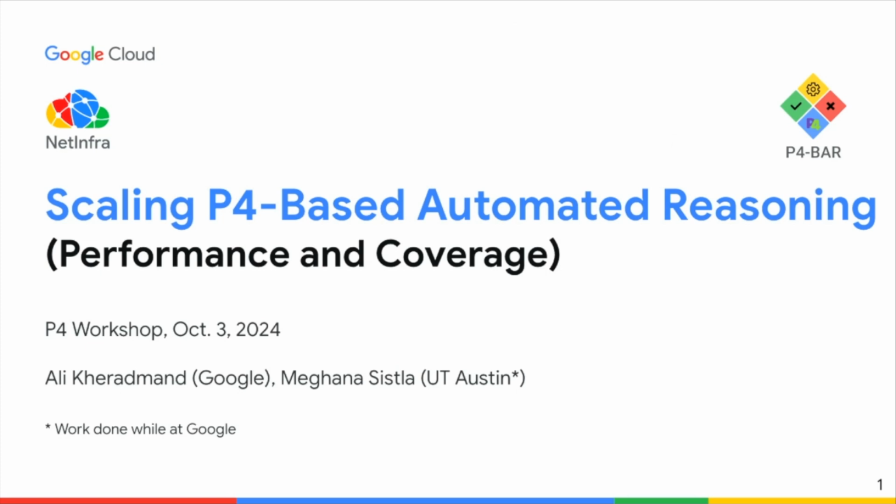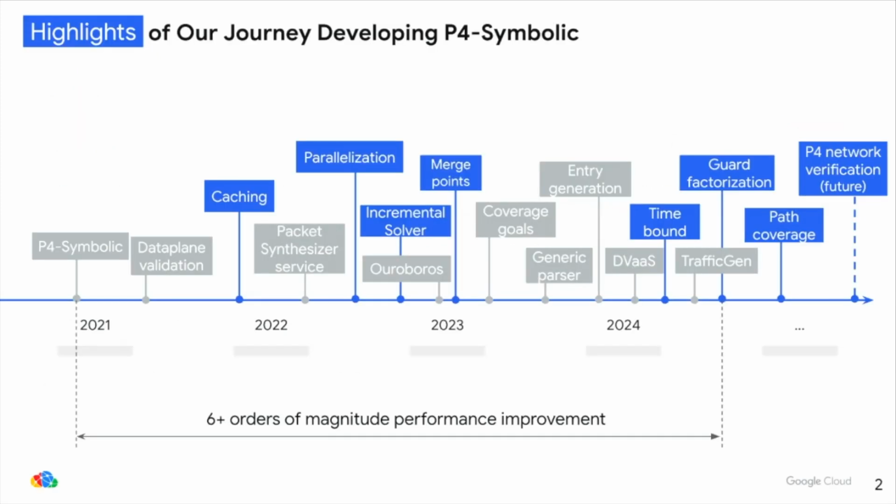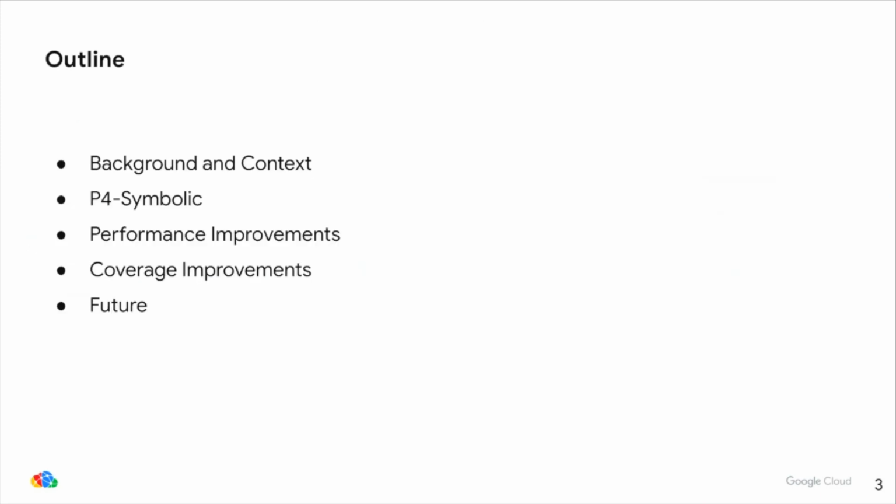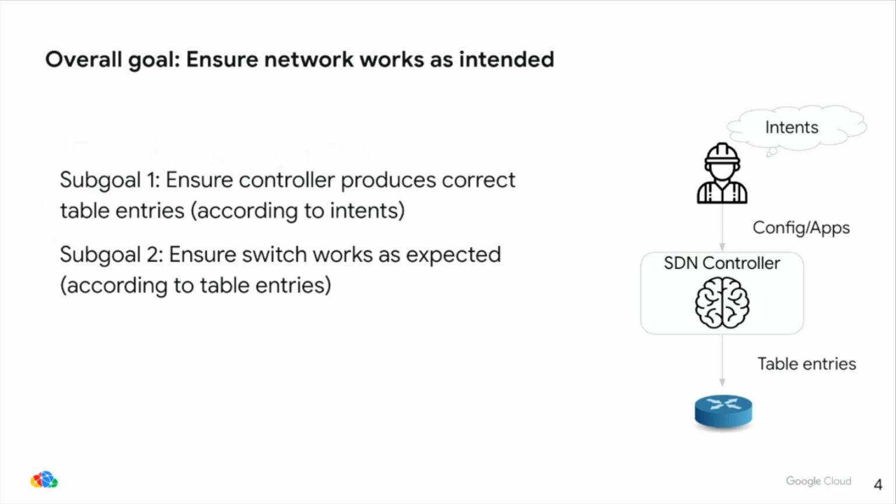So hello everyone, I'm Ali, again from the P4-based automated reasoning team, co-presenting with Meghana, who was an intern in our team this summer. In this talk, we're going to overview our journey developing P4 Symbolic and highlight our efforts in improving the performance and coverage of this tool. I'm going to start with the background and the context and introduce P4 Symbolic, and why we needed the improvements, and then Meghana will talk about the ideas that we had for improvement.